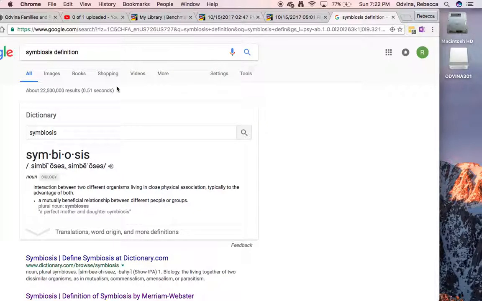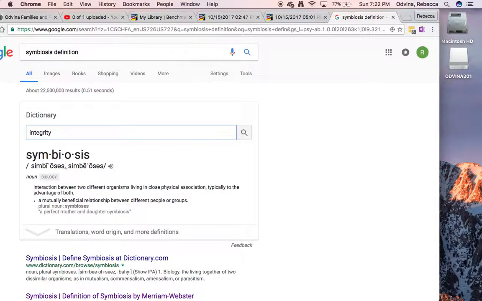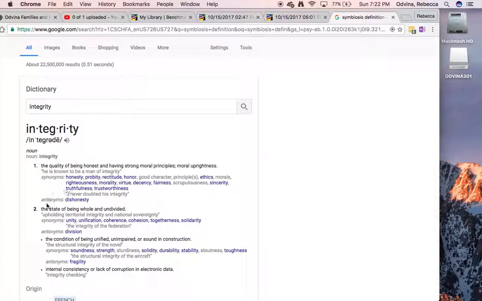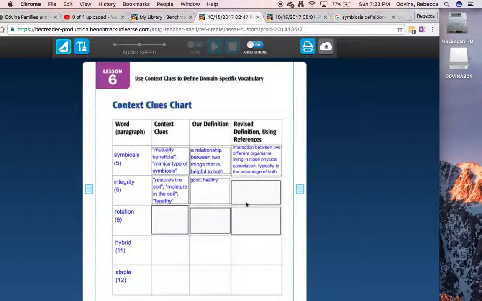Now I need to go over here to integrity and put it in and see what it comes out with. The quality of being honest doesn't really seem to fit this situation, having strong moral principles. So I'm going to disregard that definition and go on down to 2. The state of being whole and undivided. Now that one seems to be a lot more reasonable for what we're looking at. So now I'm going to go over here to my definition, and the state of being whole or complete was the definition from our reference material, which was our online dictionary.